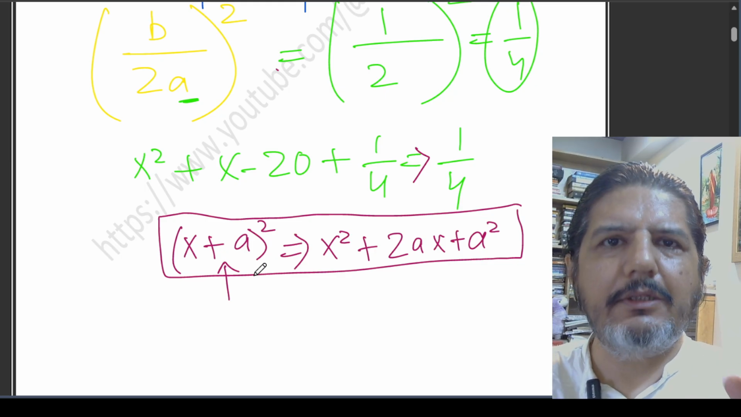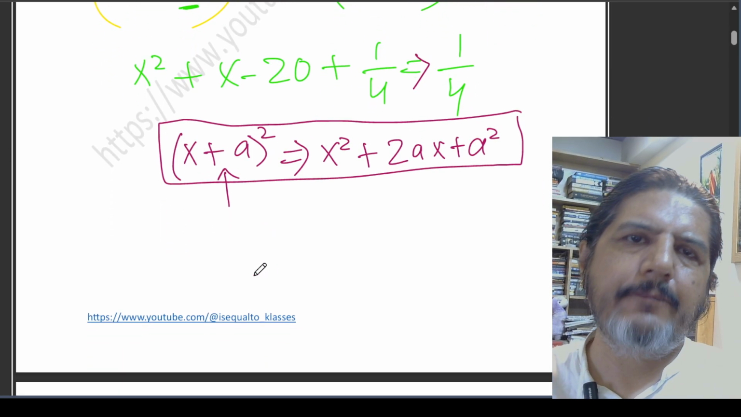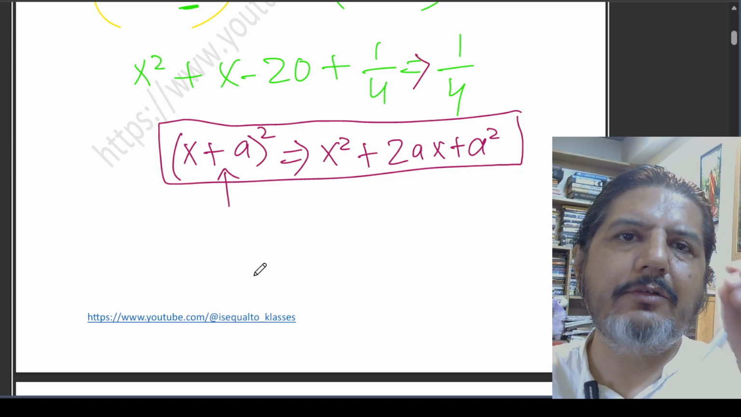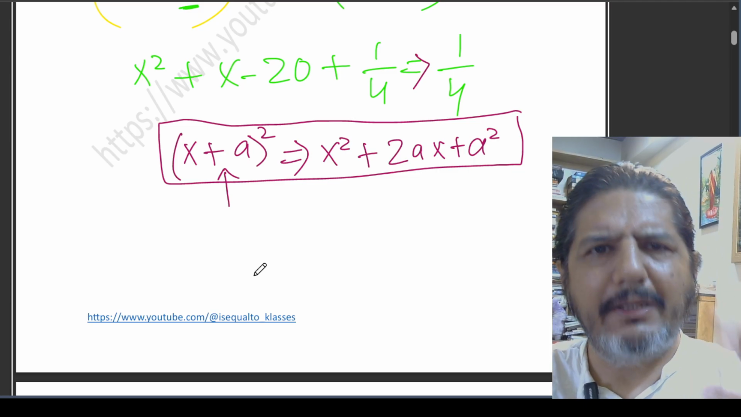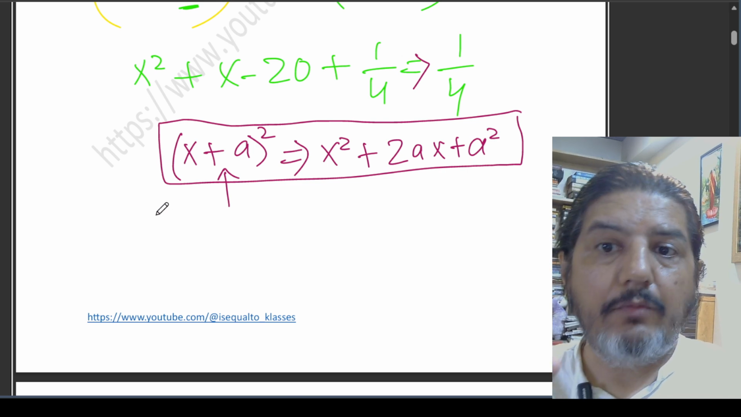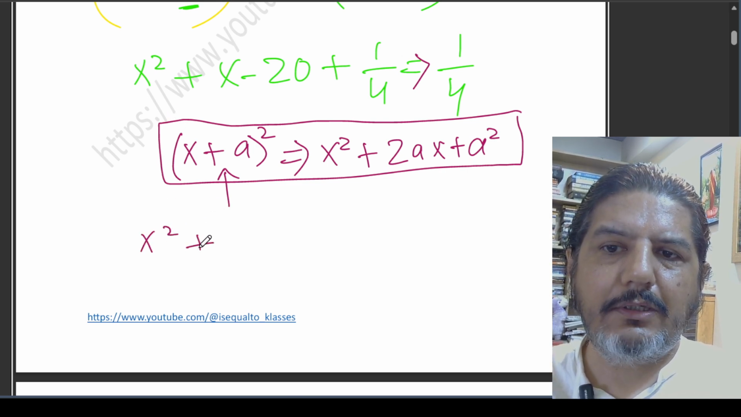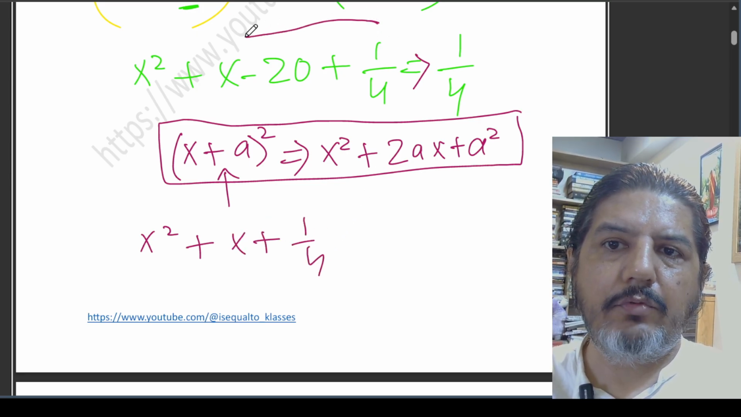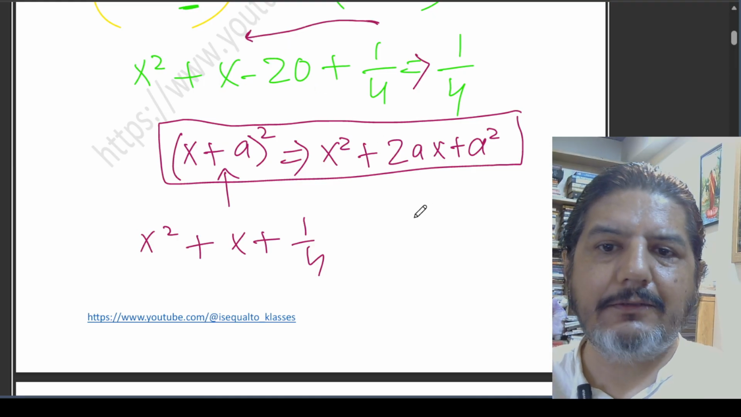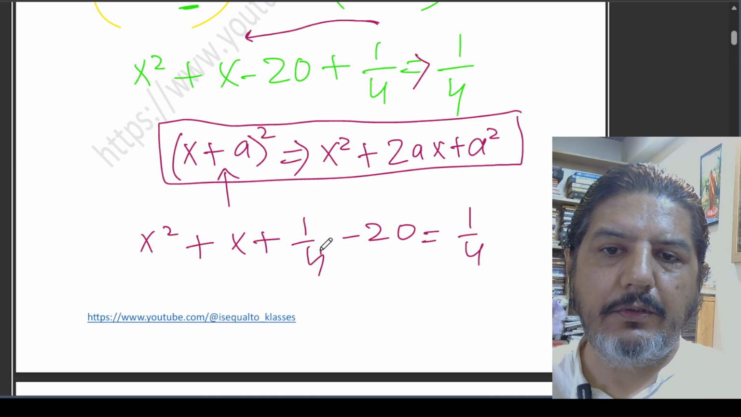So you need to be confident about this, but then you will have to do a bit of manipulation. And that is where your skills of algebra will play a critical role. So now when I look at this, see the manipulation that I'm doing. I'm doing x square plus x plus 1 upon 4. I have taken 1 by 4 together with x square plus x, and I'm writing minus 20 here is equal to 1 by 4.